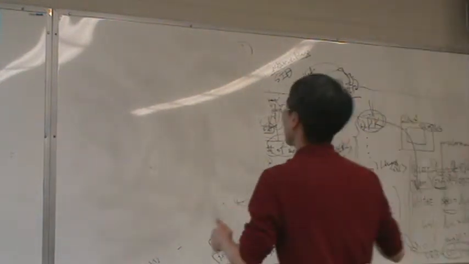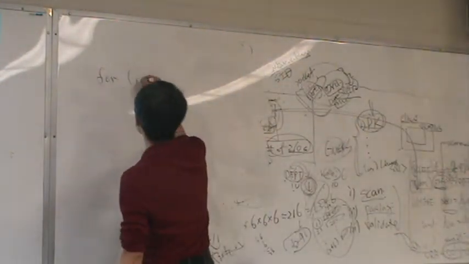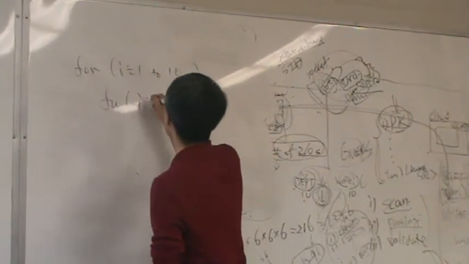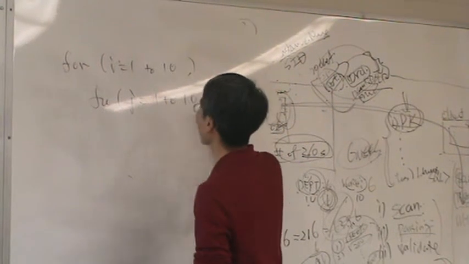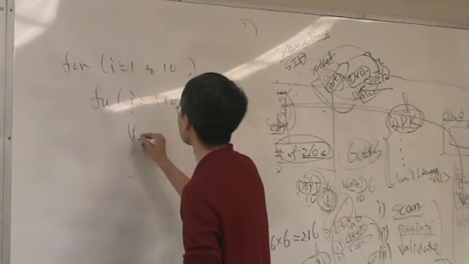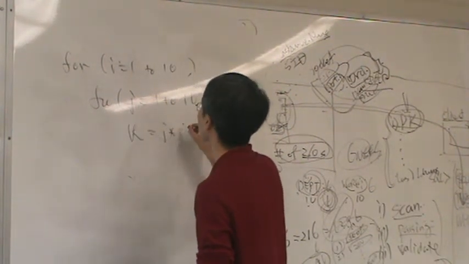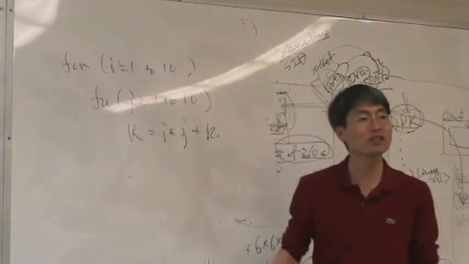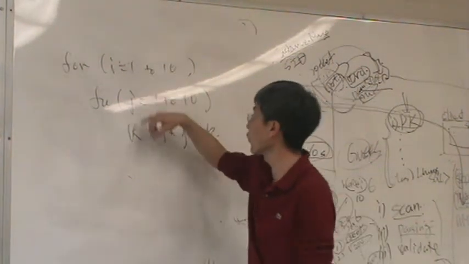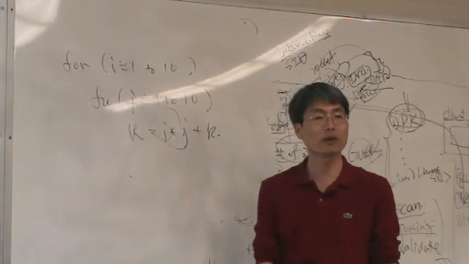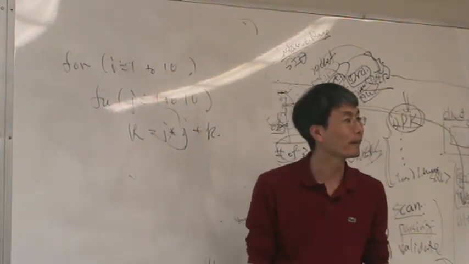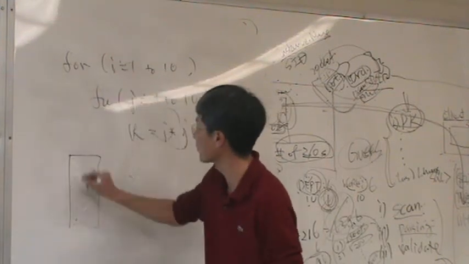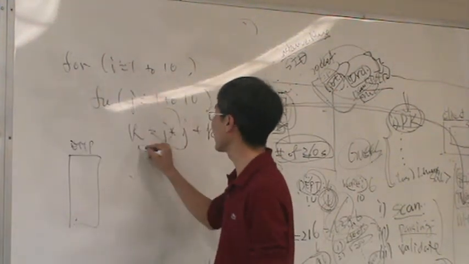For example, if you have a for loop i equal to 1 to 10, and a for loop j equal to 1 to 10, then k is i times j plus k. It's a nested loop. For each i, for each j, you can multiply and add up, right? It's the same thing. Nested loop is when you join two tables, employee and department.